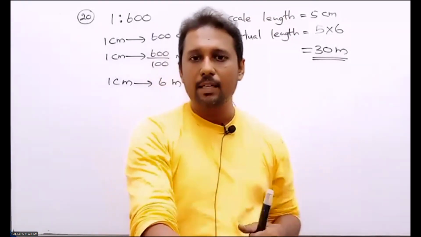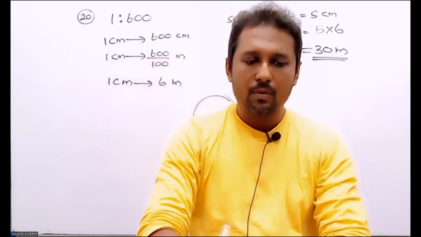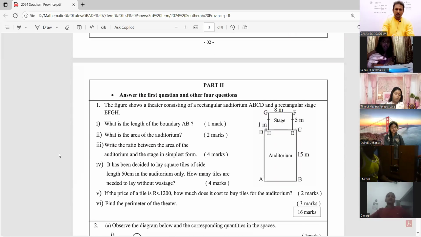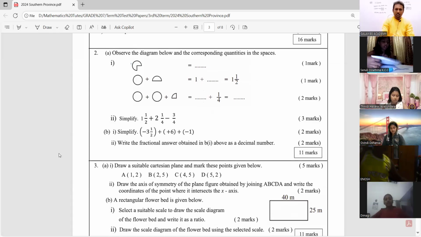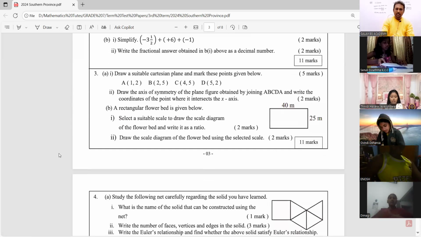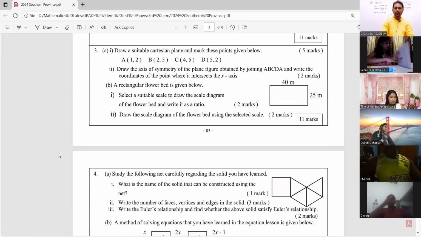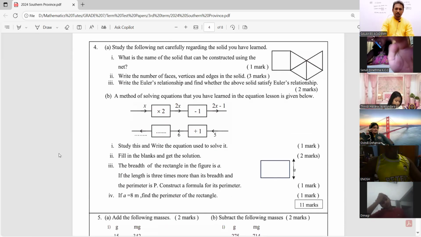Right. Now let's go to the second part of this paper. In the second part, the first question is given from the scale diagram, the second from fractions and also directed numbers, the third question from the Cartesian plane and also scale diagrams, number 4 from solids, then also algebraic symbols and algebraic expressions.